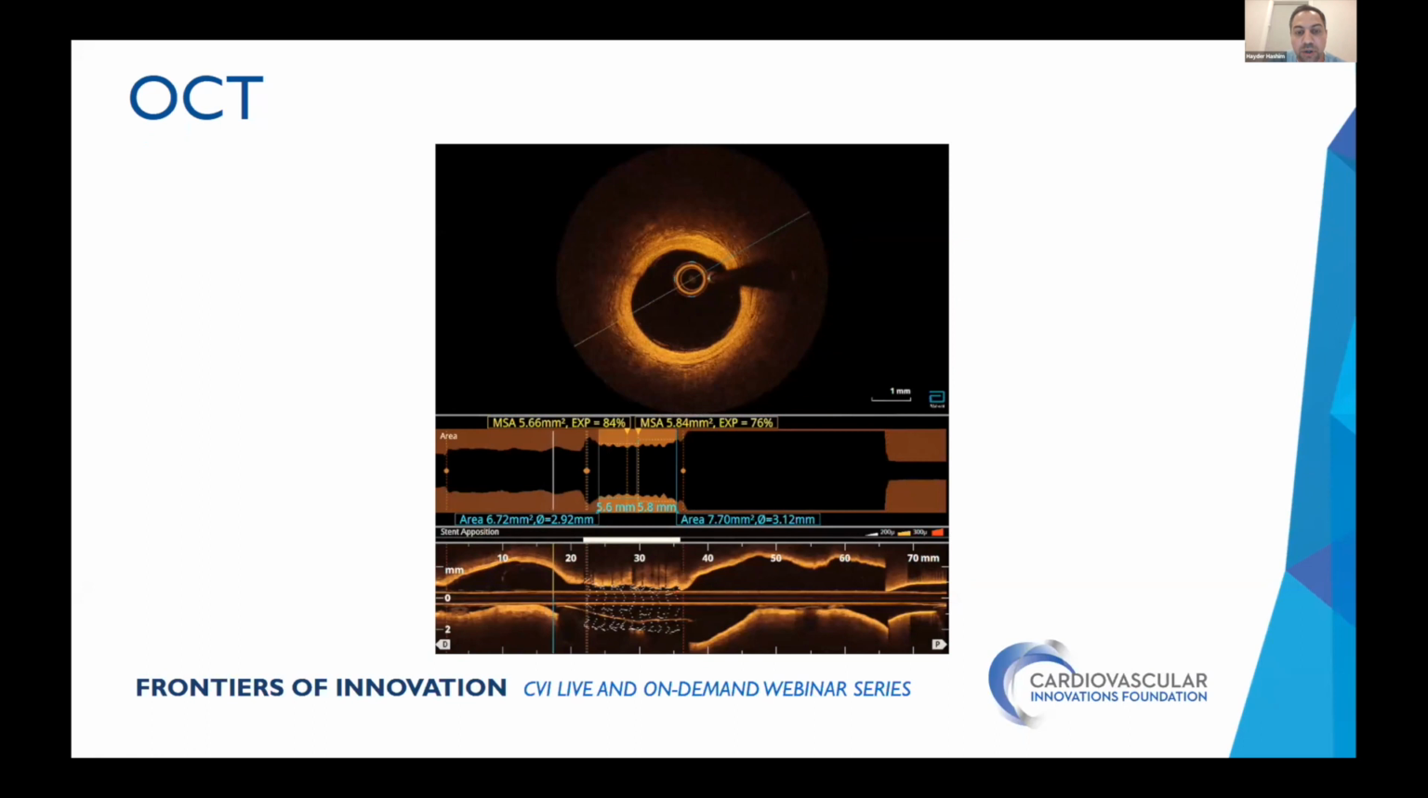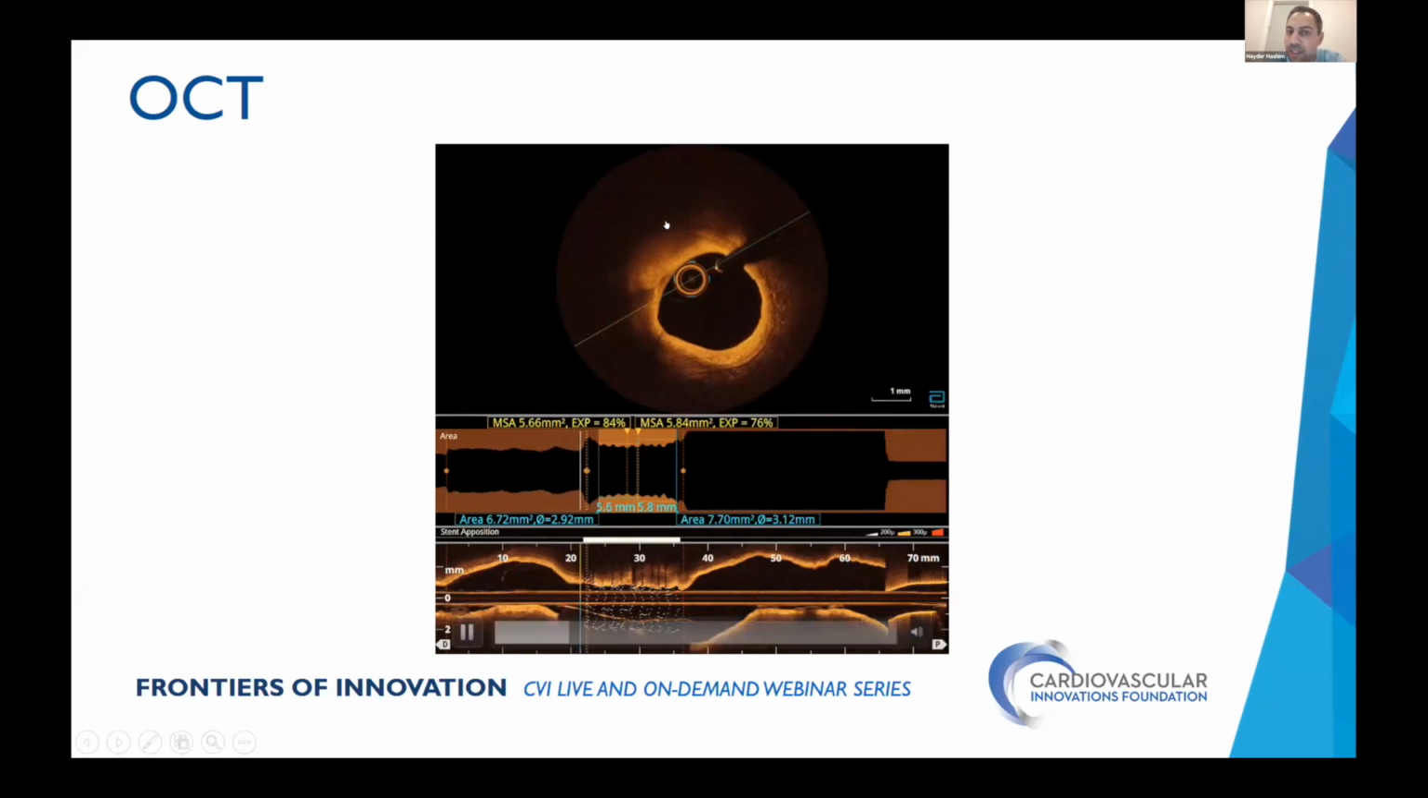And did my post-OCT, and here we go. We have full apposition. Definitely there is evidence of lipid everywhere. We landed in a good spot. There's a lot of tissue protrusion, talking about how lipidic this plaque was.